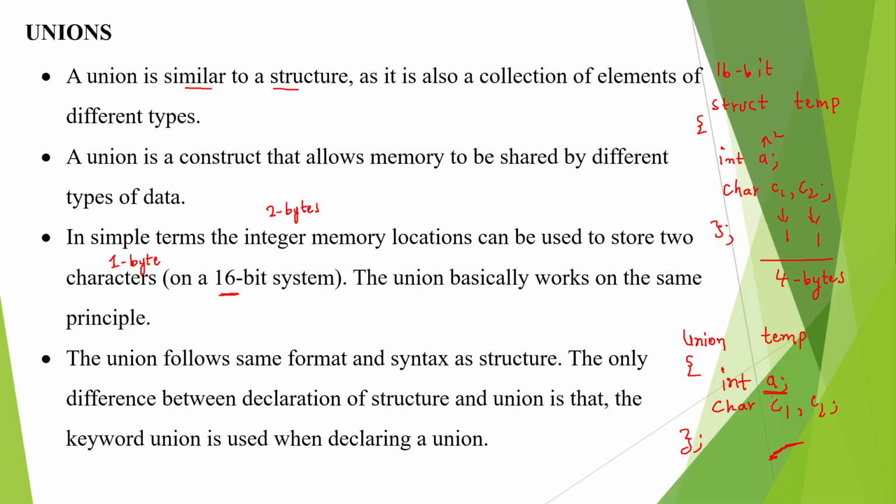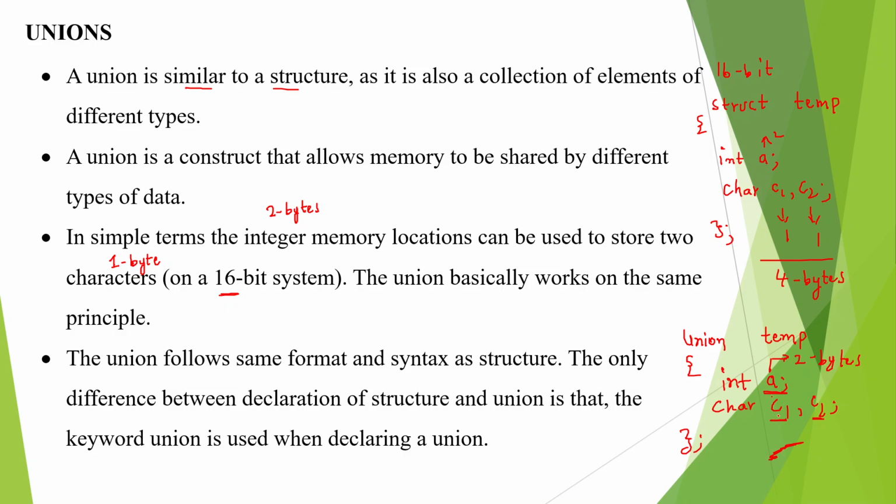Only 1 byte. So it will allocate only 2 bytes, which is sufficient to store the maximum data item. It is not going to bother about this C1, C2. It will make C1, C2 share the same 2 bytes. That is how you remember it, because the sharing of memory concept is there.